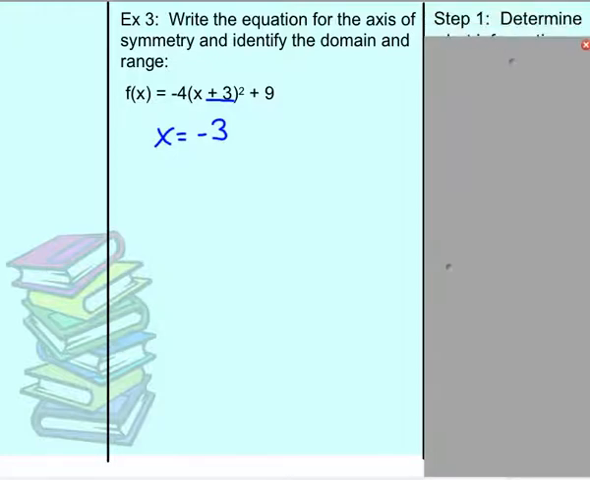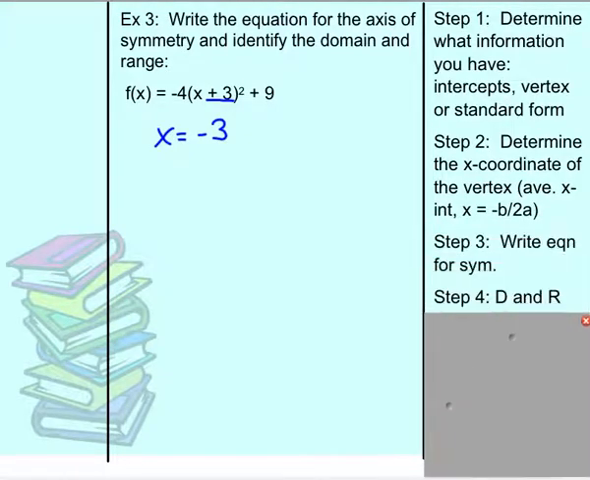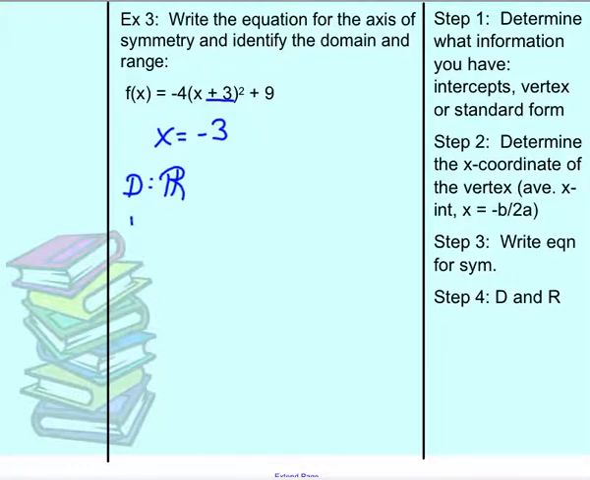Sorry, forgot this step. Step 1, determine what information we have. It's already in vertex form, so we have the equation for the axis of symmetry. So now all we have left to do is find the domain and range. For any quadratic function, domain is all real numbers. We also have the y-coordinate of our vertex because it's in vertex form. So y, we'll figure out this symbol in a minute. The y-coordinate of the vertex is 9.